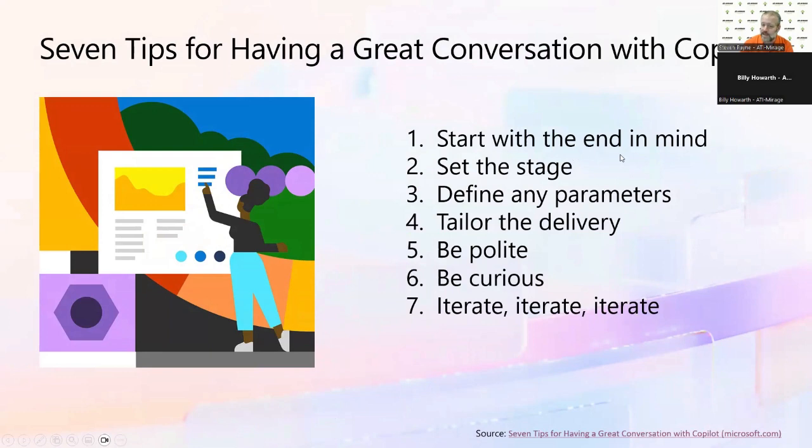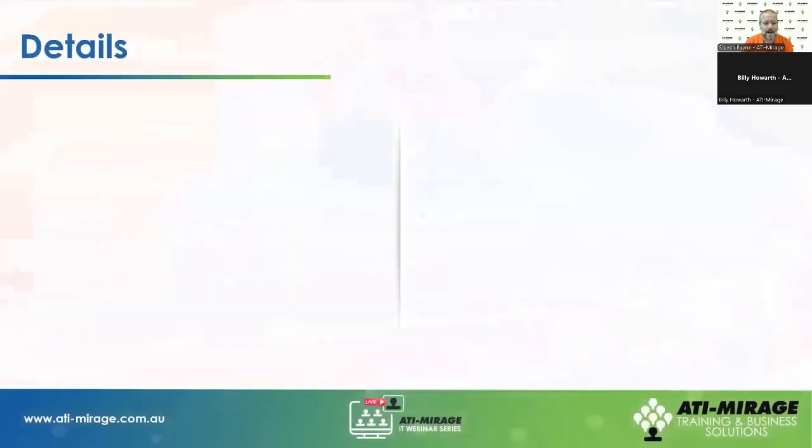So start with the end in mind, set the stage, define your parameters, tailor the delivery, be polite, be curious, and then iterate. So you'll see when you use Copilot, it comes up with suggested follow-up questions. Sometimes they can be really helpful. They're the sorts of things that help you get a really good response. So we'll send this link out to you, but hopefully that sets the scene. And now I'm going to show you a few examples of what to do, what not to do. And I think we'll have some fun. I don't know what Copilot's going to come up with.